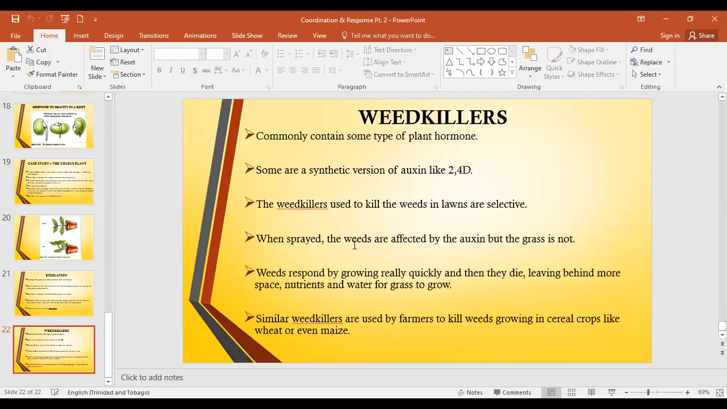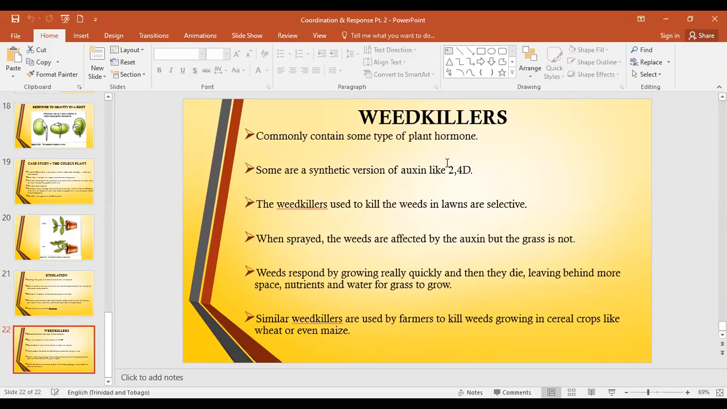Okay, so let me tell you why they apply a synthetic version of auxin to the weeds. It's because when the weeds come into contact with the auxin, it will grow the weeds rapidly, causing them to die off. And in that process, they will just leave nutrients for the grass to grow healthier. All right, and that is how it works.